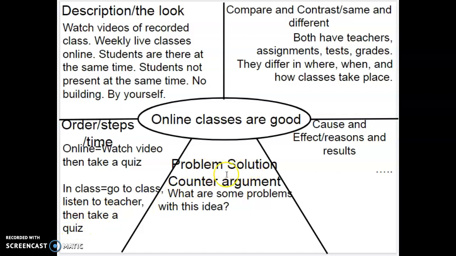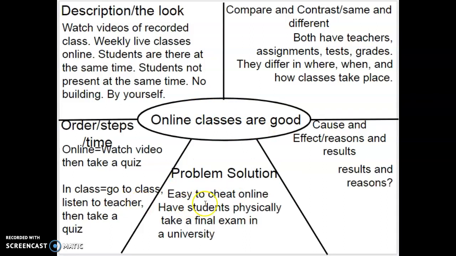So the next section, problem solution. I think this is a great one, especially when you have a dichotomy or a topic that has a yes or no or good or bad type of topic. You can use the problem solution to talk about counter arguments. What are some problems with this idea? So for example, with online classes, it's easy to cheat online. So maybe a solution could be have students physically take a final exam in a university, which might be a possibility. And then finally, cause and effect.